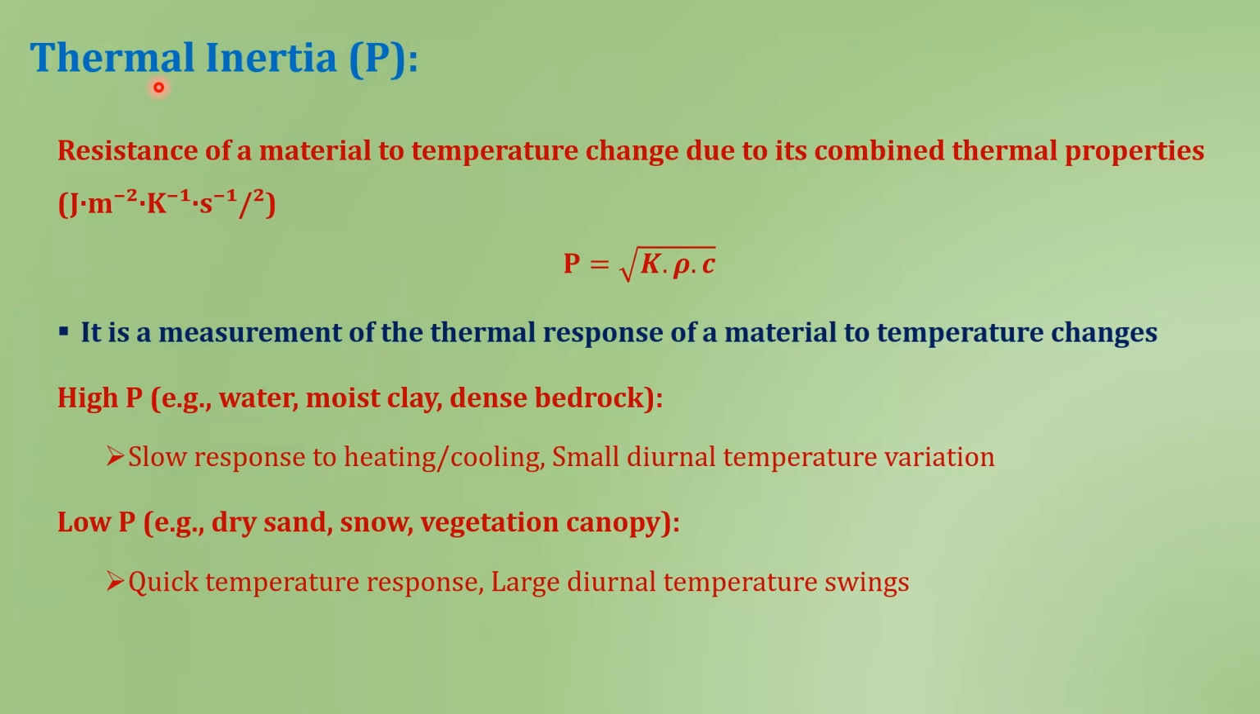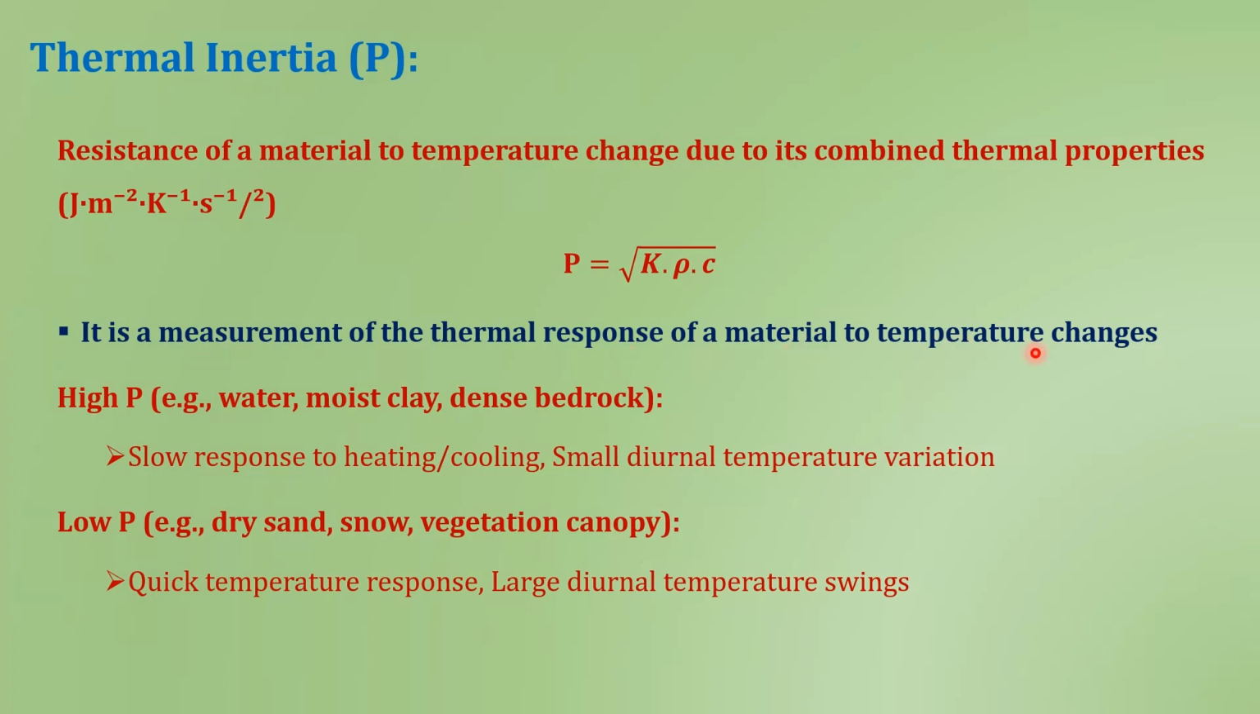Next, we have thermal inertia, which defines the resistance of a material to temperature change due to its combined thermal properties like thermal conductivity, density, and specific heat capacity. This thermal inertia can be calculated as the square root of thermal conductivity times density times specific heat capacity. Thermal inertia is the measurement of the thermal response of a material to temperature changes.